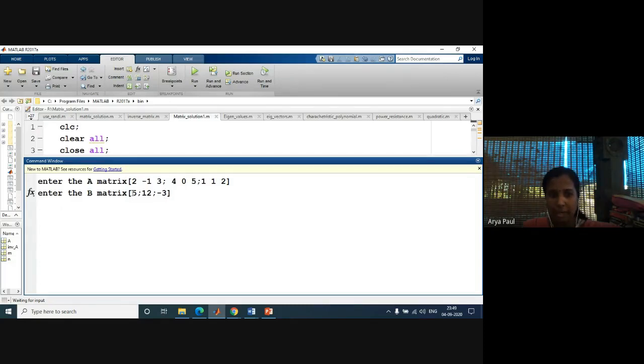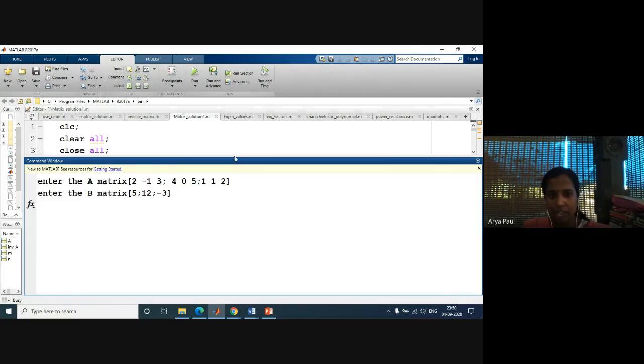So you enter the B matrix like this, not as an array. Separate the rows using a semicolon. Please don't forget that. Please enter the B matrix like this, separated by a semicolon, because you are entering a column vector. Okay. So A and B you have entered.